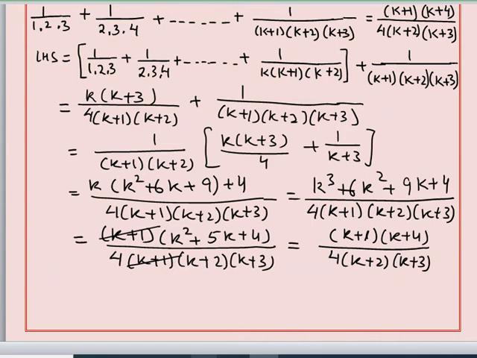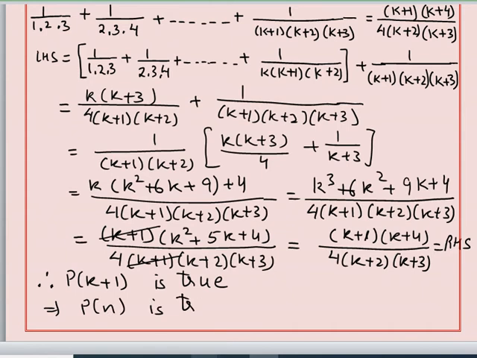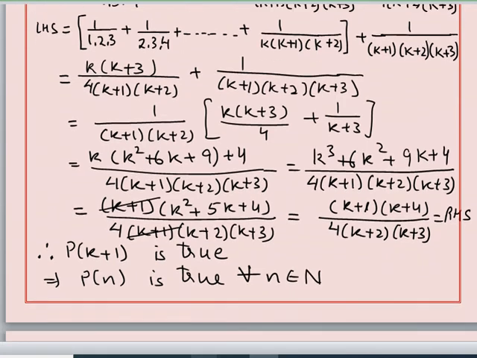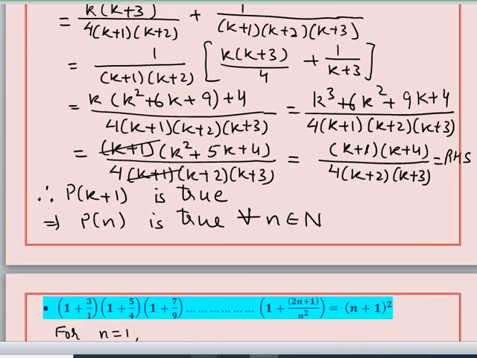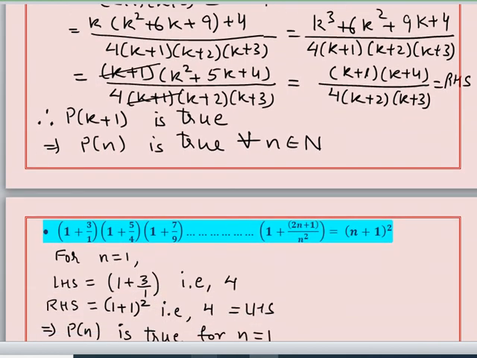Now you compare it with the required right hand side. You will see the required expression is obtained. So what do we see here? We see that the statement is true for k plus 1. We can say P(k+1) is true, which implies P(n) is true for all natural numbers, for all n belonging to capital N. Now taking another example, which can be verified through the principle of mathematical induction.